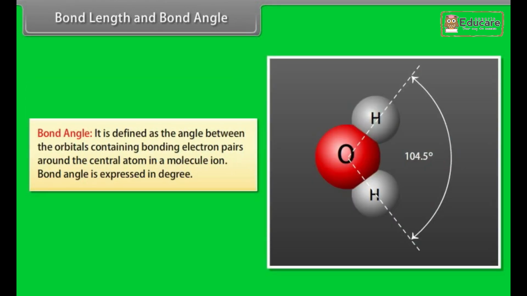Bond angle. It is defined as the angle between the orbitals containing bonding electron pairs around the central atom in a molecule or ion. Bond angle is expressed in degree.